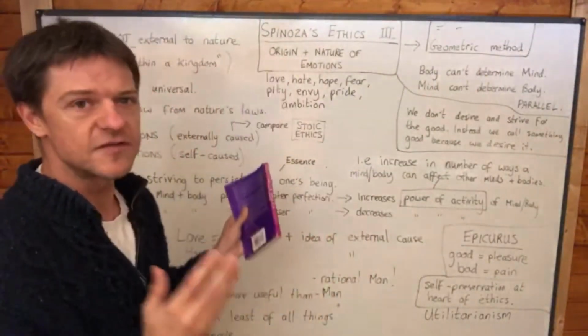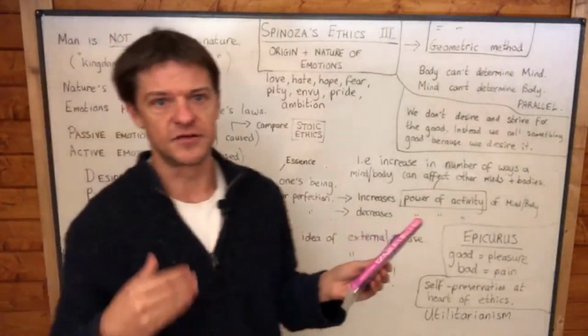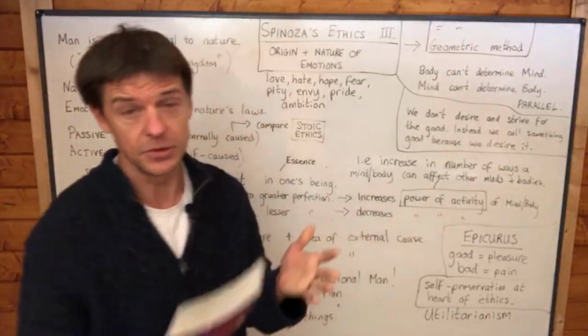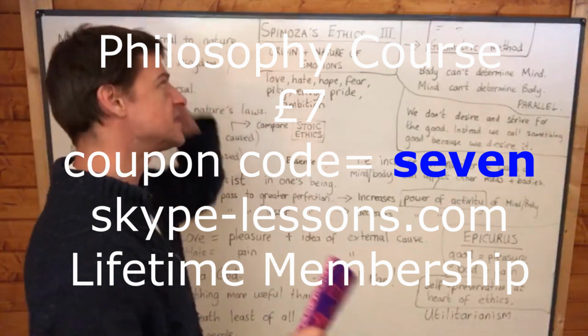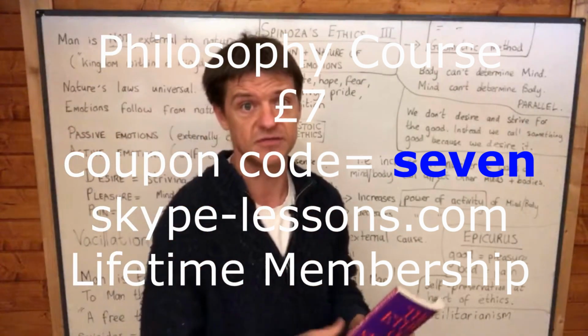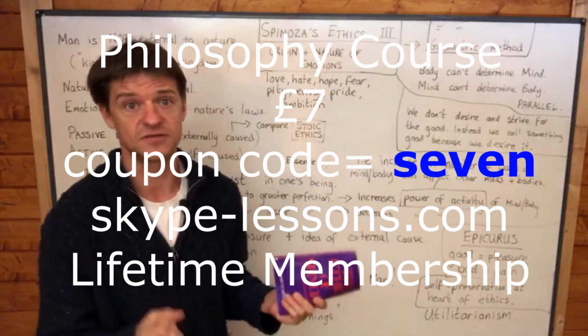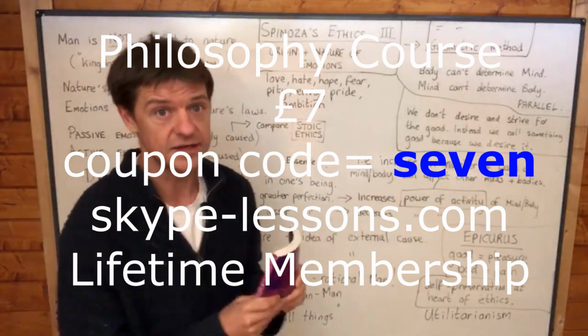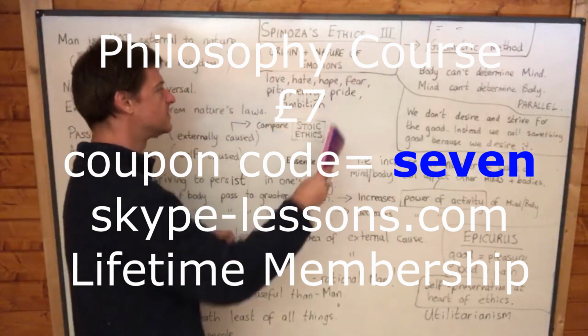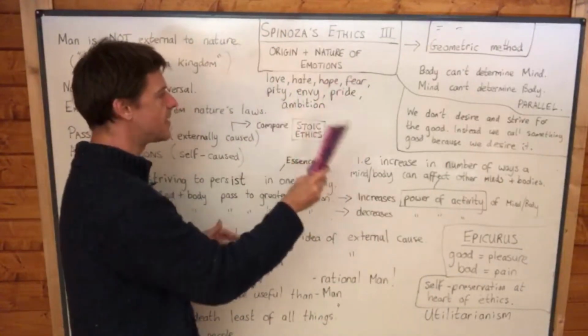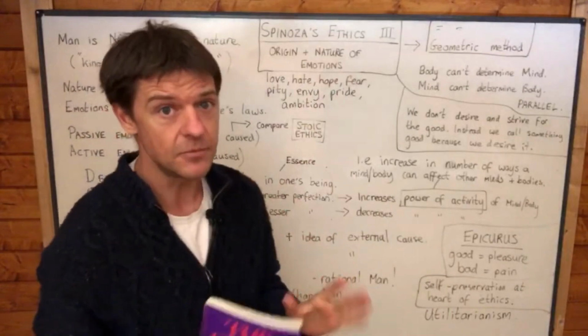So this is just going to focus on chapter 3 of Spinoza's book, Ethics. And he calls chapter 3 the origin and nature of the emotions. So he's going to discuss the emotions in great detail, and he certainly does. And he discusses love, hate, hope, fear, pity, envy, pride, ambition, and many more.